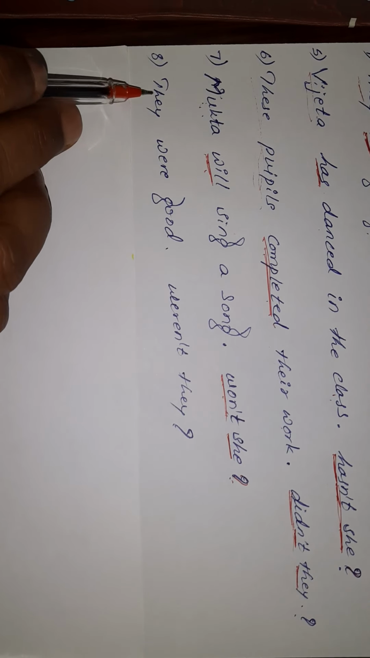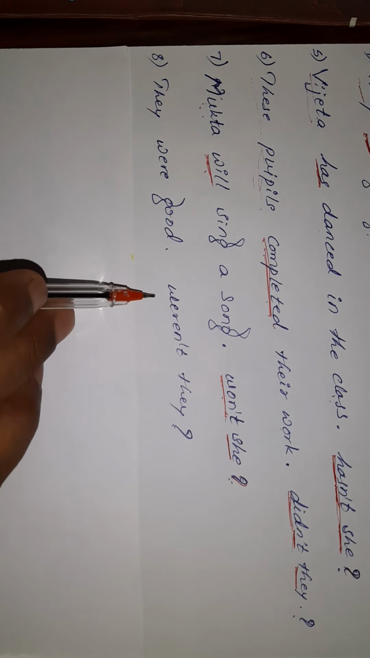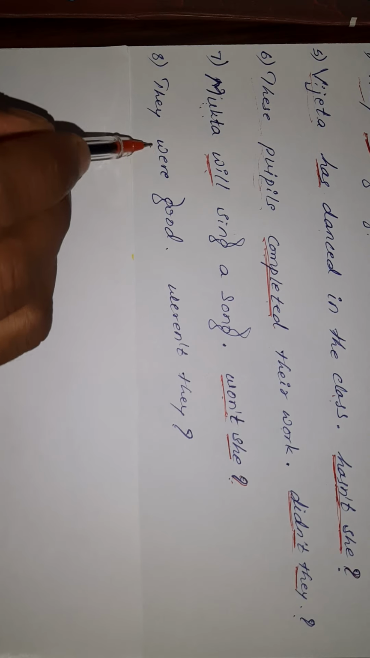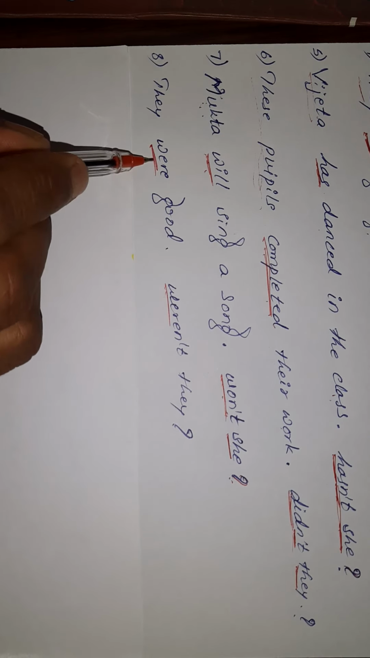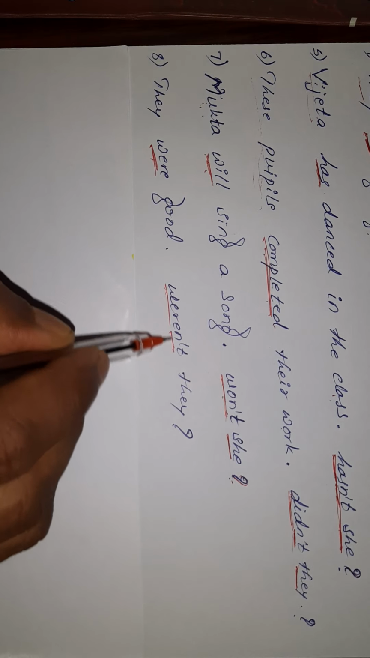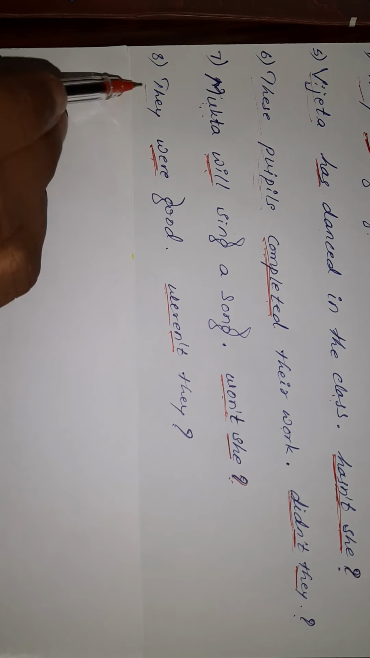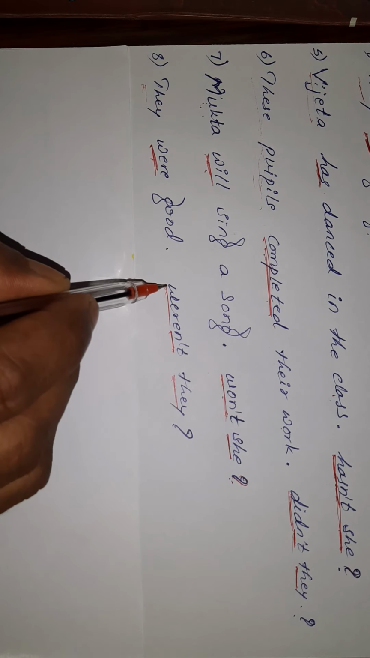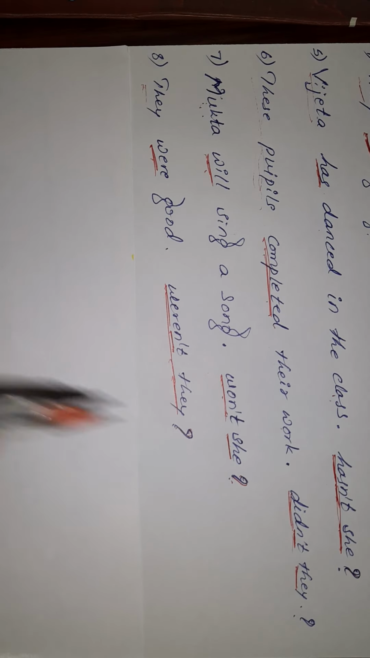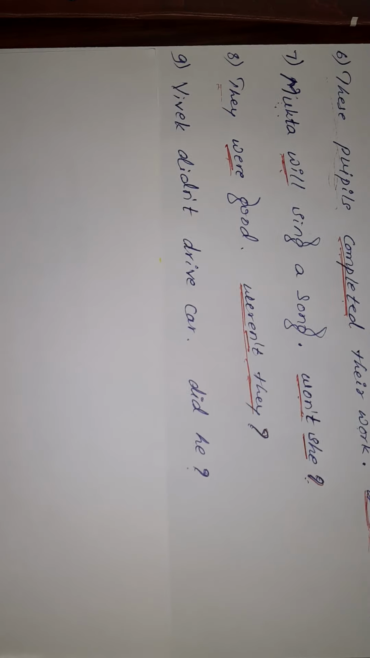See the next example. They were good. Were is the auxiliary, so we use were. It is in positive sense, so we made it negative by adding n't. And there is a pronoun, we use they as it is, and the tag of the statement becomes weren't they, and ultimately we used a question mark.